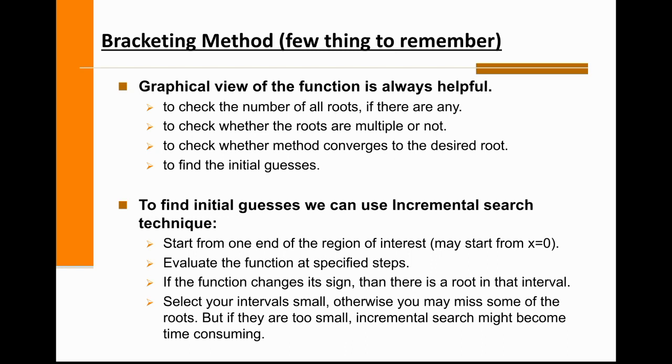So how can you do that? Suppose a to b is your bracket. Divide a to b into small intervals, find the function value at every interval, choose the smallest interval in which your root lies, and discard the other brackets. In this way you can improve your bracket.